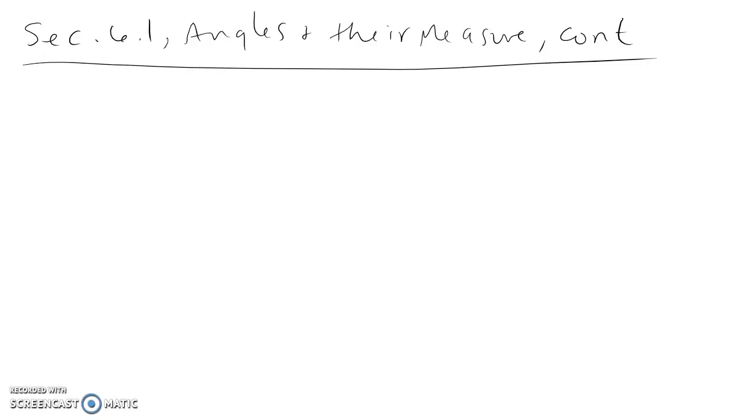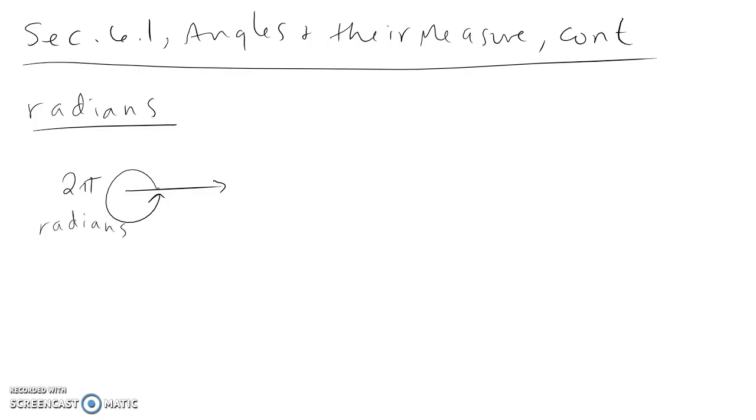The second type of angle measurement that exists is radians. Let's talk about what radians are. If we have an angle where the terminal side meets the initial side, in terms of radians, we say that that measurement is 2 pi radians. Okay? So 1 radian would be 1 over 2 pi of a revolution.